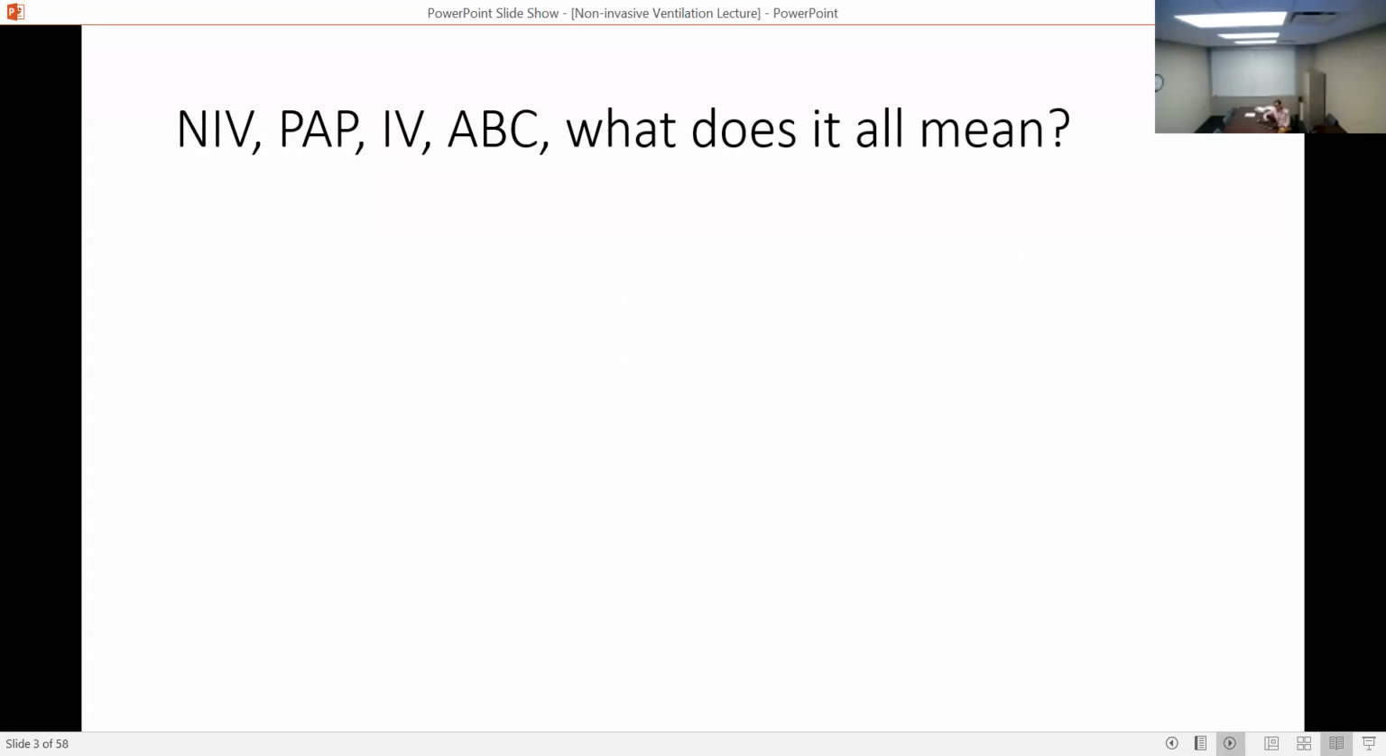So there's this alphabet soup, just like with invasive ventilators, with non-invasive ventilation. And so we'll go through what these different settings mean. Next slide.